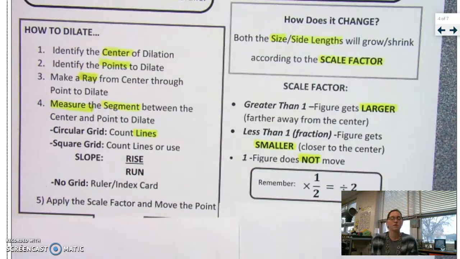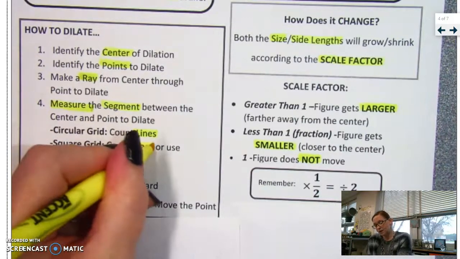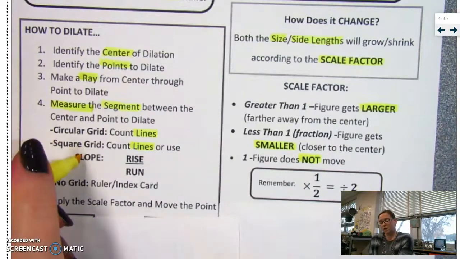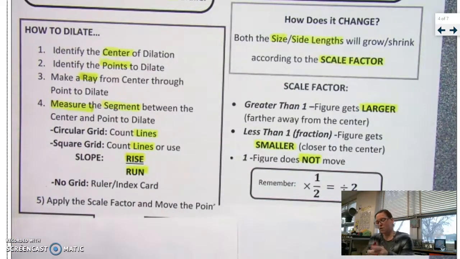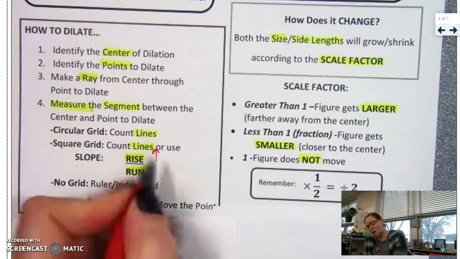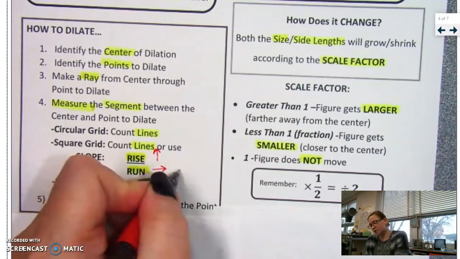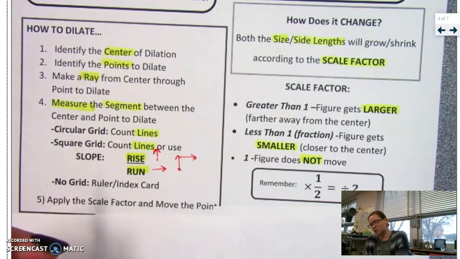On a square grid, there's a couple things you could do. We could count the lines like we do on a circular grid, and a lot of you practice that. Or we could use the slope method, and the slope method is the rise and the run. So in this one, we would count how far we would rise, how far up we would have to go, and how far we would have to run to get from one point to another. If I was going from this point to this point, how far up would we go, and how far over would we have to go to get there?